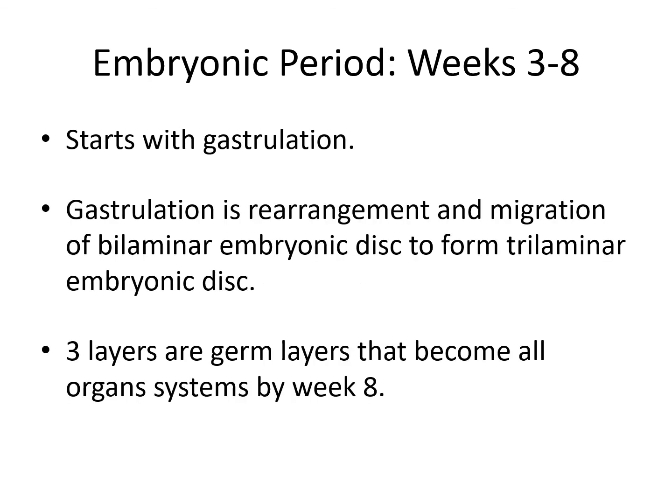So the embryonic period, weeks 3 through 8, begins with a process called gastrulation. Gastrulation occurs when there's a rearrangement and migration of the embryonic disc that begins as bilaminar, 2 layers, to form a trilaminar, or 3 layers, embryonic disc. And these 3 layers are called germ layers because they will become all the organ systems by week 8.